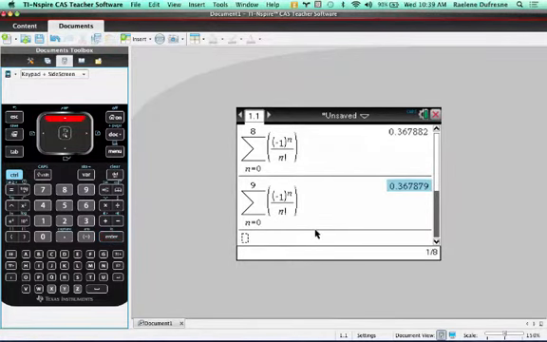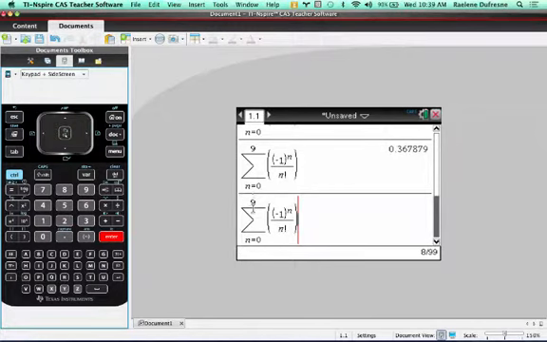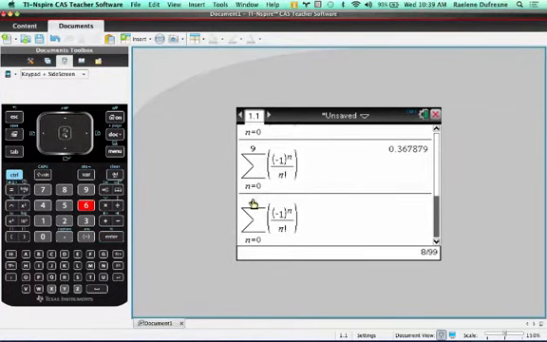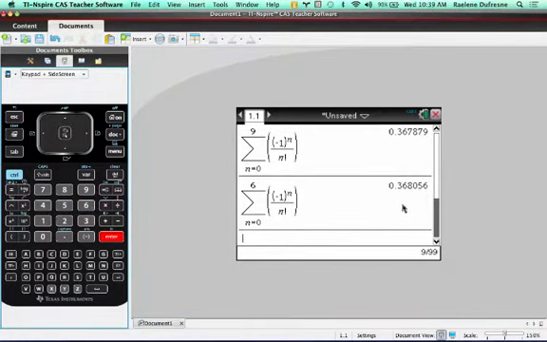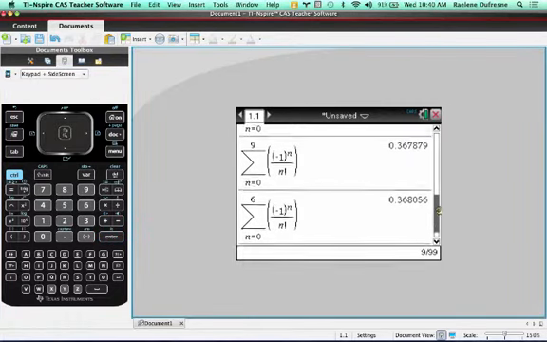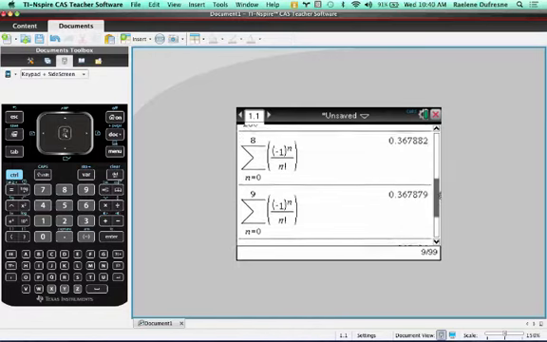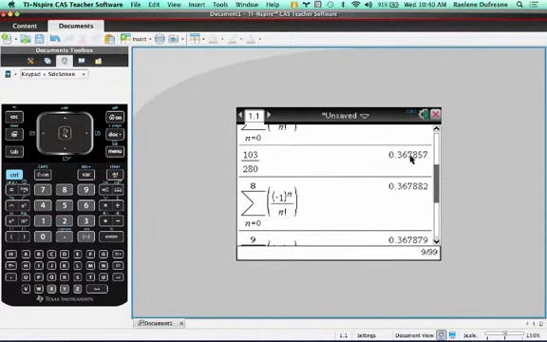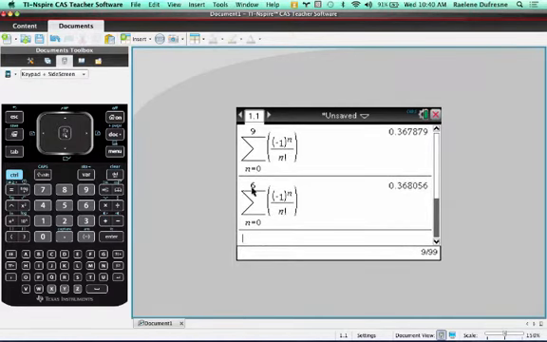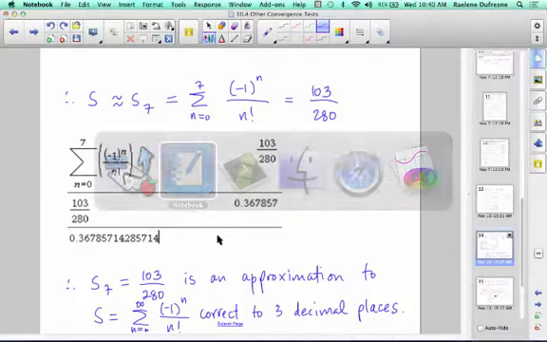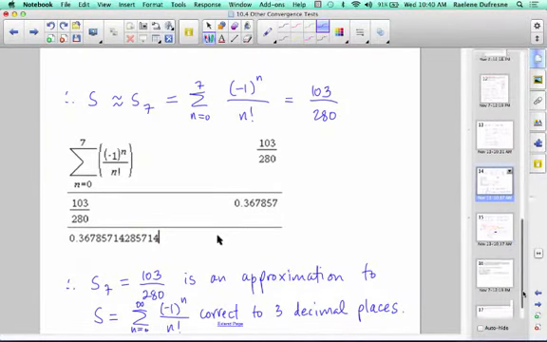Well, what would have happened if we had used 6 for the top bound? And then when we approximate, we get 0.368. And we see that for the first time, using n equal to 6, the 3rd decimal place is different. And we didn't want the 3rd decimal place to be different from the exact. We wanted it to be the same. So in fact, we could not use n equal to 6.